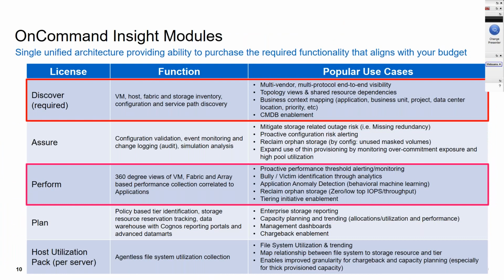Before I get into the actual performance piece of OnCommand Insight, I really want to quickly touch upon the fact that OnCommand Insight is a modular solution. Therefore, there are 5 modules. Today I'm going to be focusing our efforts around Discover and Perform. Discover is the base module required to do that end-to-end discovery and correlation. And then we're going to be talking about performance, being able to collect performance end-to-end, and I'm going to go into more use cases on that front in subsequent slides and via a short demo.